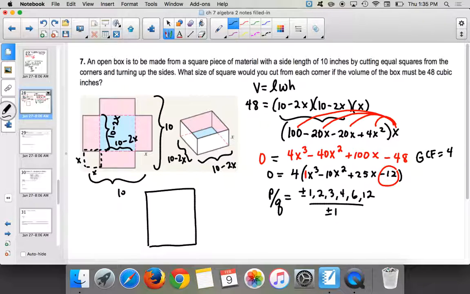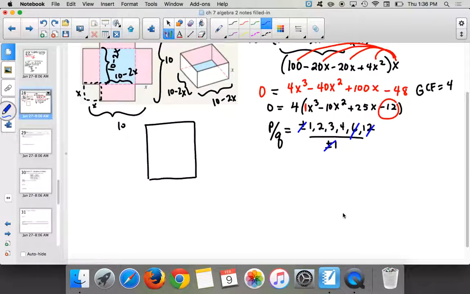Anything bigger than 5 means you're cutting out, like if you cut out 6 inches from the right and 6 inches from the left, wait a second, there's not enough material to do that, right? So 6 and 12 are automatically out. And the negative answers are also out, right? So we only have possibilities of 1, 2, 3, or 4. All right, so I would use those with your synthetic division, 1, 2, 3, or 4.